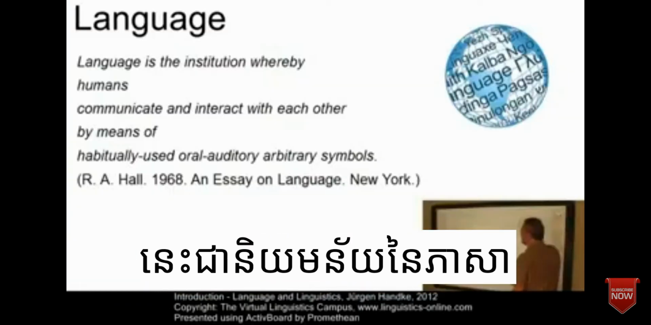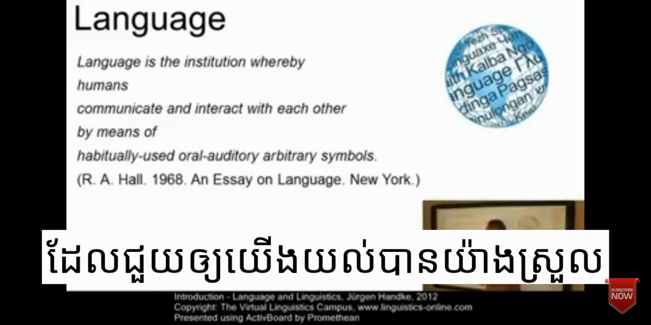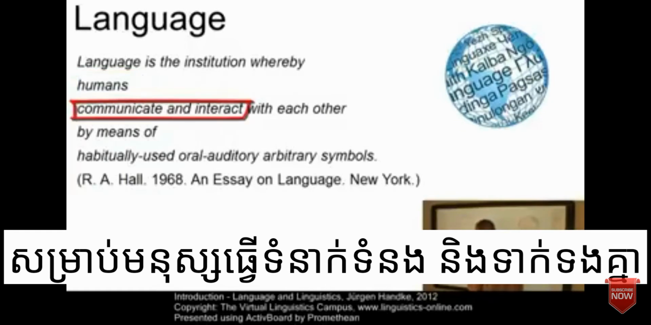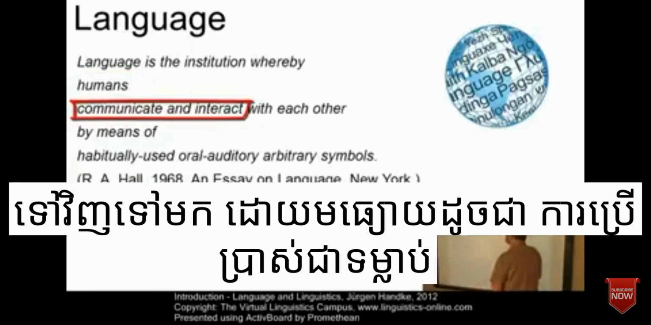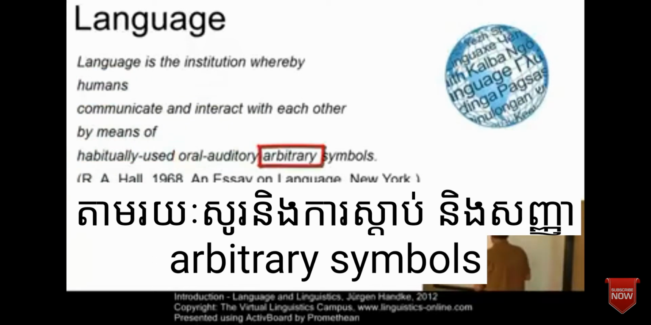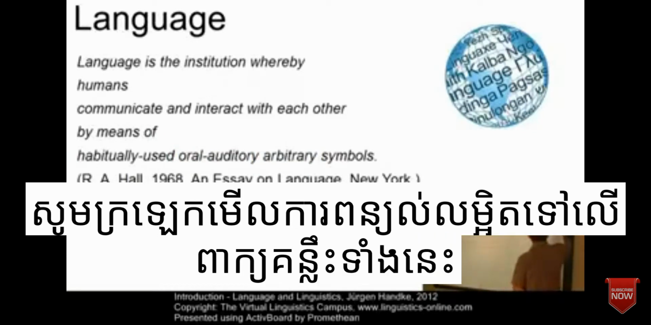Here is a definition of language that contains a number of keywords that allow us to approach the topic in a suitable way. Language is the institution whereby humans communicate and interact with each other by means of habitually used oral, auditory, arbitrary symbols. Published by Richard Hall in 1968. Let's look at these keywords in more detail.